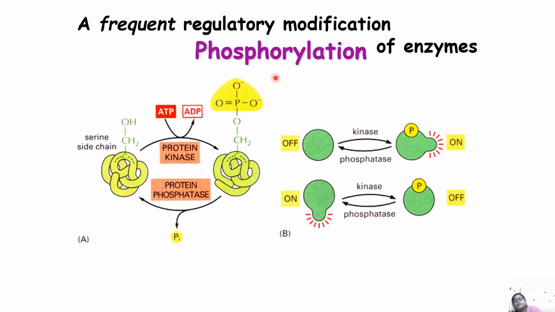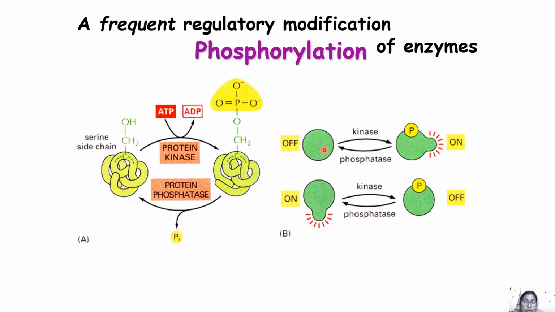Another frequent regulatory modification is the phosphorylation of enzymes. This is an enzyme which is phosphorylated to this structure using protein kinase. If you want to remove the phosphate group, we have to treat it with protein phosphatase. So kinase and phosphatase, these two enzymes, have opposite functions. If you read the chapter on cell signaling from Bruce Alberts, you see that there are so many signaling molecules whose functions are turned on and off by means of phosphorylation.